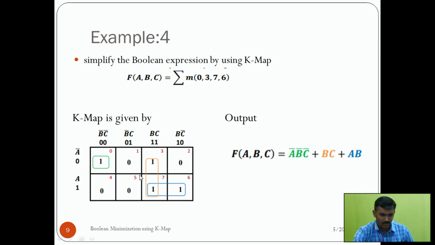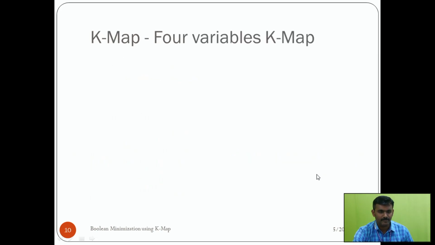Then this yellow color belongs to the third column alone. Therefore BC alone will come. Similarly plus, this blue color pair represents which belongs to the second row. Second row belongs to A. Then it belongs to column 3 and column 4. So this column 3 and column 4 belongs to BC and BC bar, in which B is common and C bar is different. Therefore we can omit C and C bar. We have to take only B value. Okay. So therefore AB. So this is the output for the 3 variable Karnaugh map.